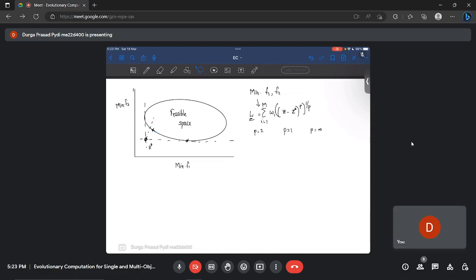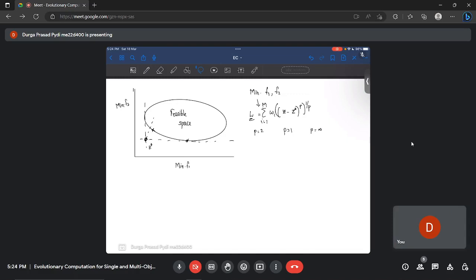And this W is the same weight? The W's are similar to the weighted sum method. They are the weights that you will be changing to get different solutions. You change those weights to get different solutions. Each value of W will only give you one point on the Pareto front.